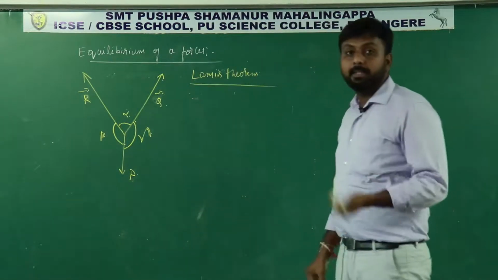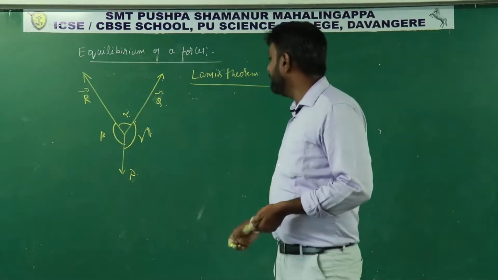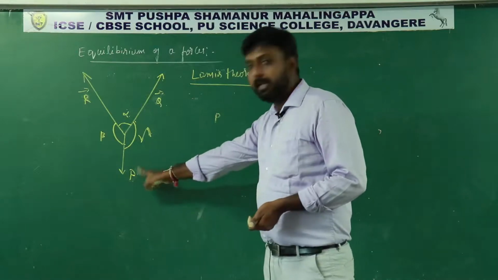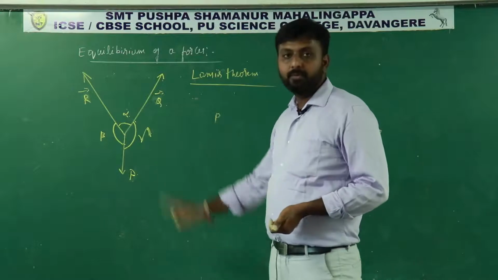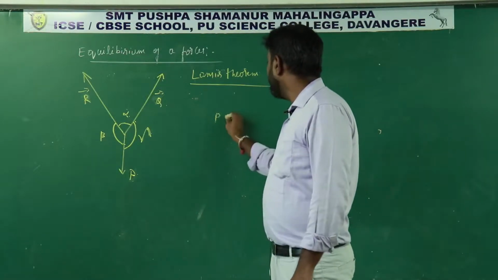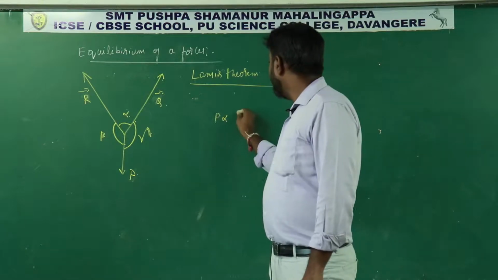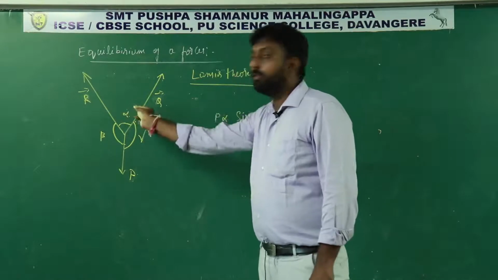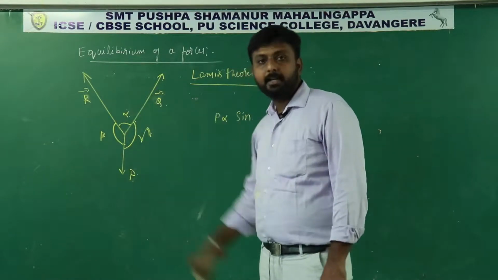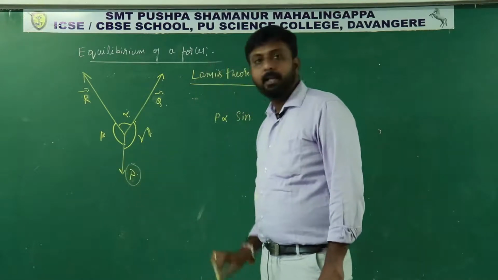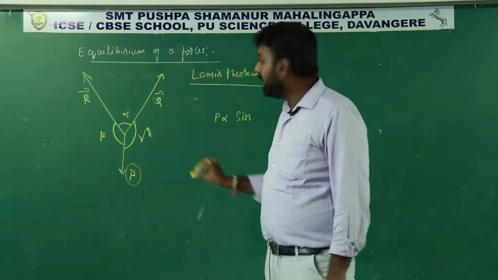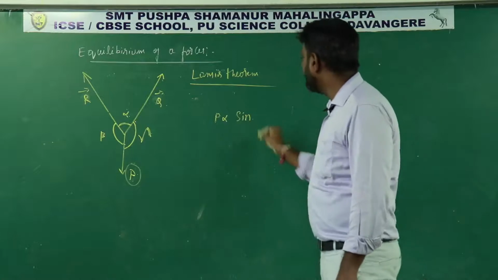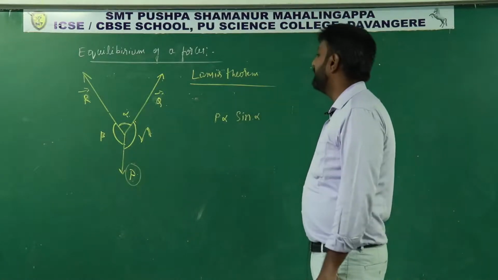So what Lami's theorem states is that, according to Lami's theorem, this P force is directly proportional to the sine of the angle between the other two forces. This is one force acting in this direction, right? This P force is directly proportional to the sine of the angle between the other two forces. That angle is alpha, so sine alpha.